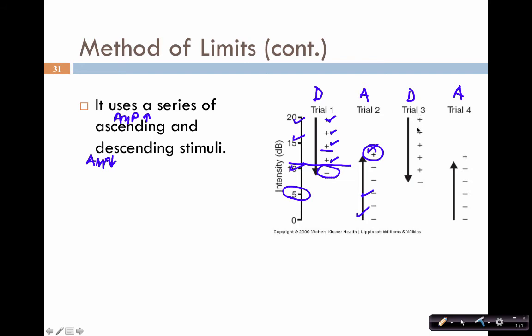We present multiple stimuli. The person hears them till we get below 10, and then they don't respond. Here's an ascending series where we start at 0, present many at 0, many at 5, and when finally we get to 10, the person responds. So we've got this idea of descending versus ascending presentations.